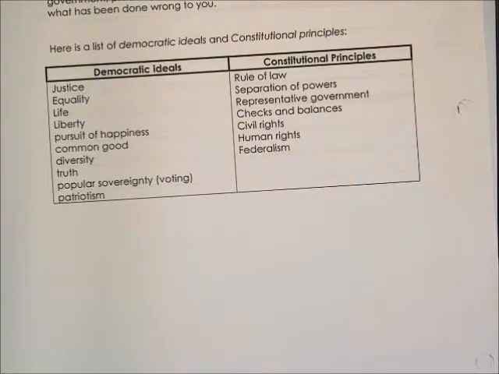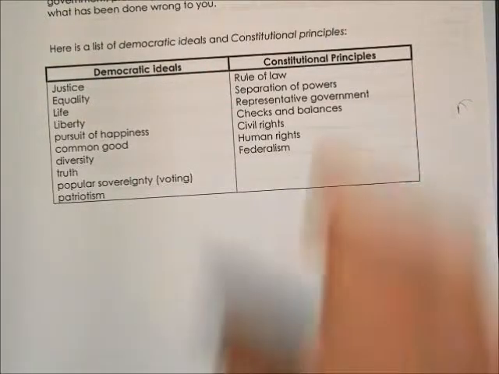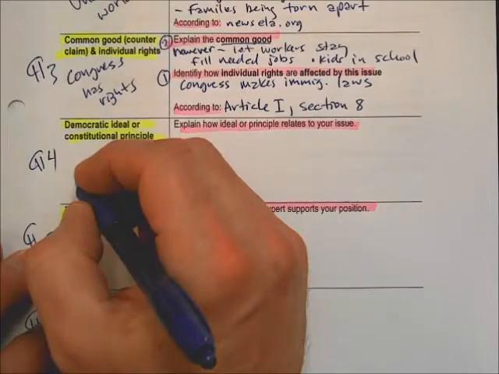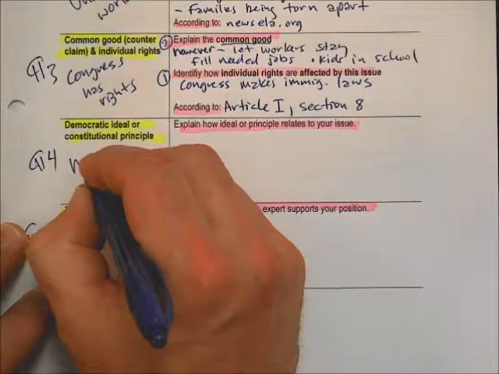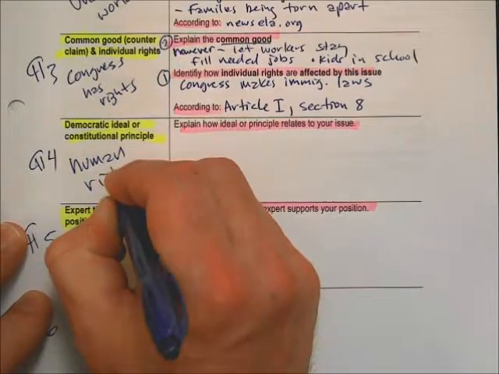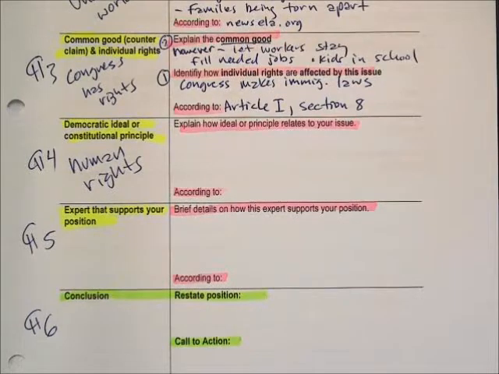Rule of law. That would be more the argument of the government. I probably want to stay away from that one. Can it represent separation of powers? Well, that's the three different branches of government. What about human rights? I might want to do that. I like pursuit of happiness. I like human rights.